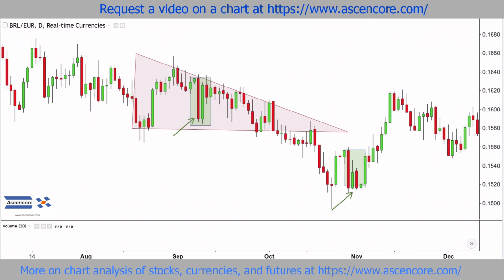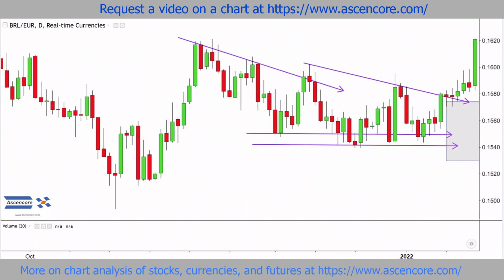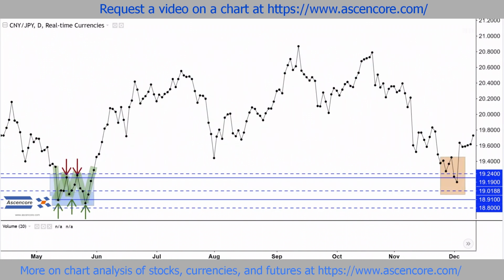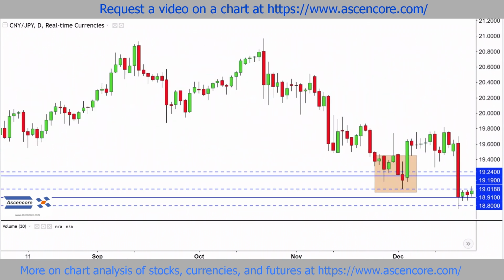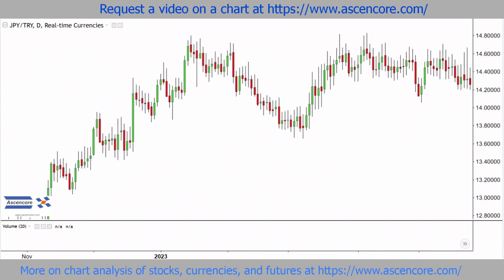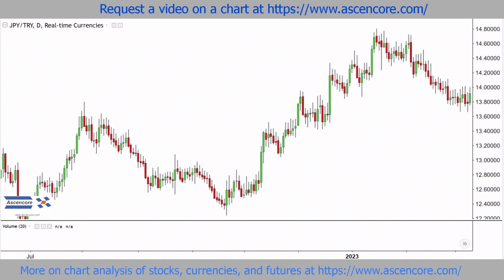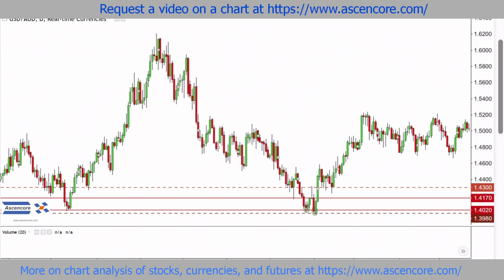Watch a variety of situations, including how the patterns can conclude successfully, and see scenarios where they fail to produce their expected movements. Through the use of dozens of real chart examples, we will see advantageous and disadvantageous conditions for the use of chart pattern analysis.